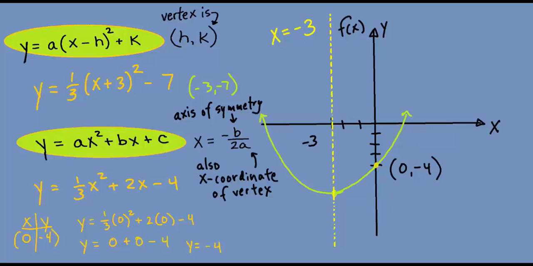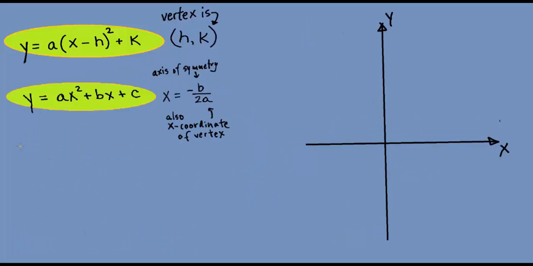All right, let's look at another example where we start with a quadratic in vertex form and transform it into standard form and then figure out what it looks like from there. So let's say we had a quadratic in vertex form that looked like this. And let's transform that into standard form.